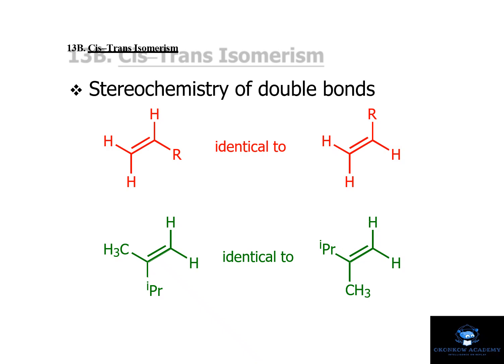Because rotation around a double bond is restricted, we get a new type of isomerism. That's cis-trans isomerism, also called geometric isomerism. Look at the examples on this slide. When we have identical groups on the same side, or identical groups on opposite sides, the molecules can exist as distinct isomers. These isomers cannot interconvert without breaking the pi bond. So as you can see, those are the cis-trans isomers.